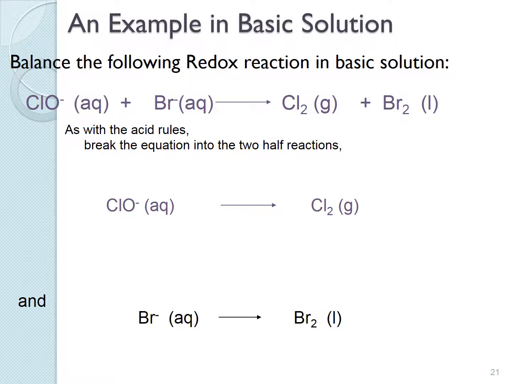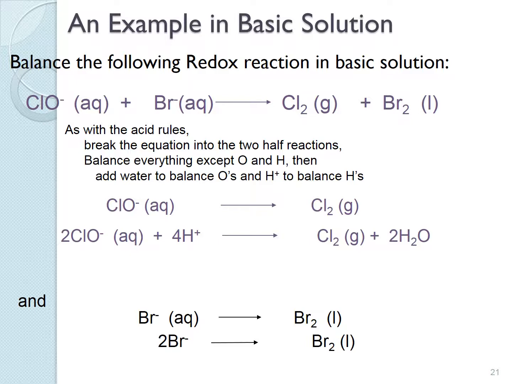Anyway, we have our 2 half reactions, and the first thing we should always do is balance the half reactions, balance everything except O's or H's. So we have to put a 2 in front of the ClO-.